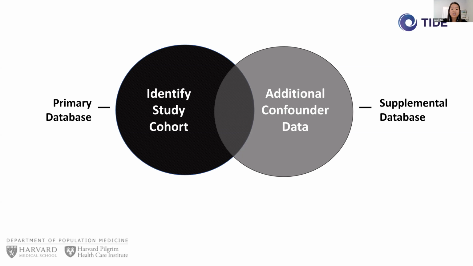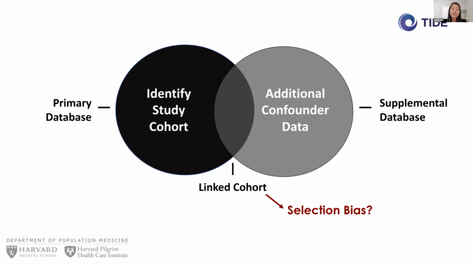Then you might be interested in obtaining additional data that is not available in your primary database. For example, there may be confounders that you need for your study that are not available within your primary database, but are available in a different data source. This additional data source will be known as the supplemental database. And patients within the primary database who have been successfully linked to the supplemental data set will be referred to as the linked cohort.